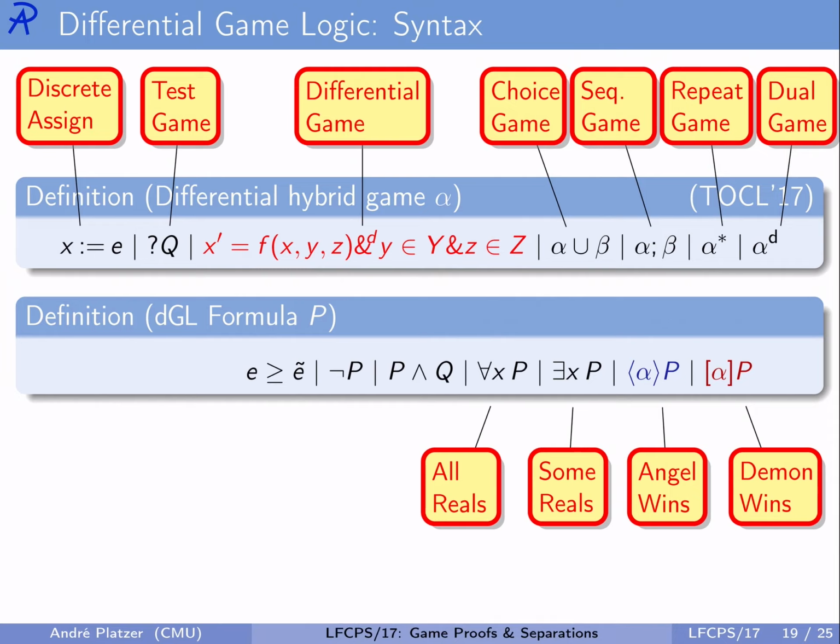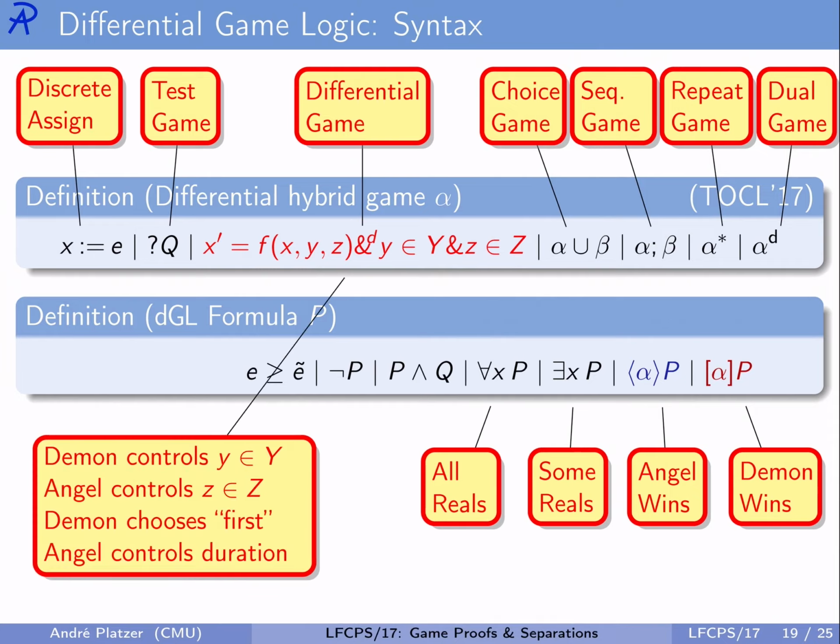So what this notation means is that Demon controls the control input variable y within some compact set capital Y. Having done so, Angel controls the right-hand side of the differential equation by choosing the vector of variables z within some compact set capital Z. The order of notation, so the duality, indicates that this is Demon's choice, while this indicates that that's Angel's choice. But the order of notation also indicates that it's Demon who chooses before Angel does. And also, just like in the differential equations case, it is Angel who decides on the duration.